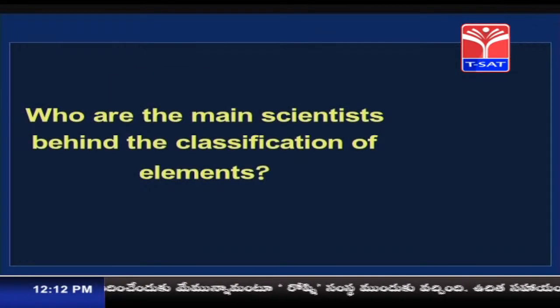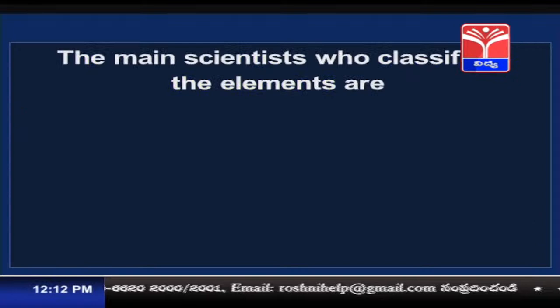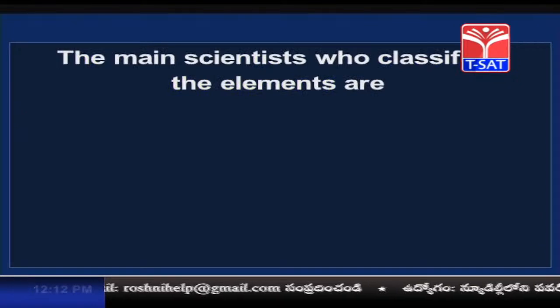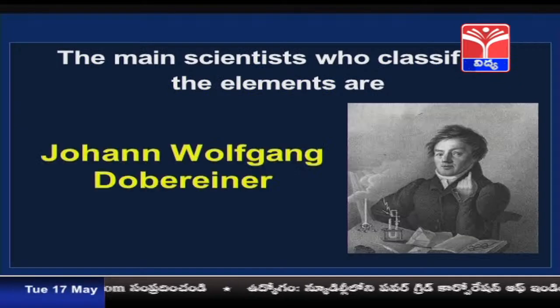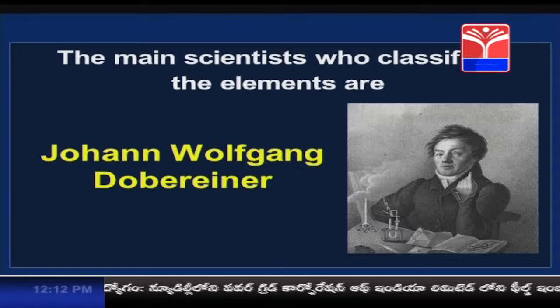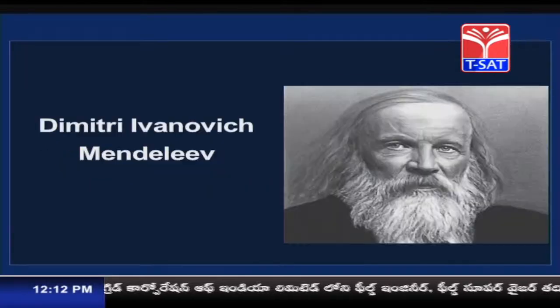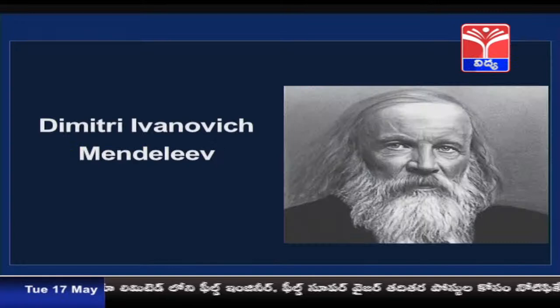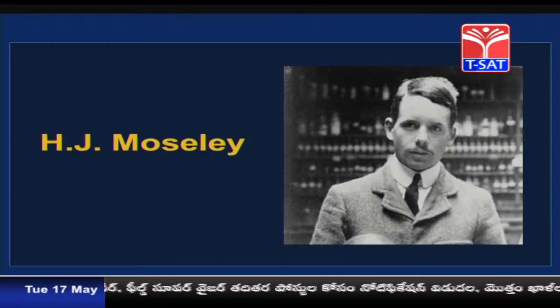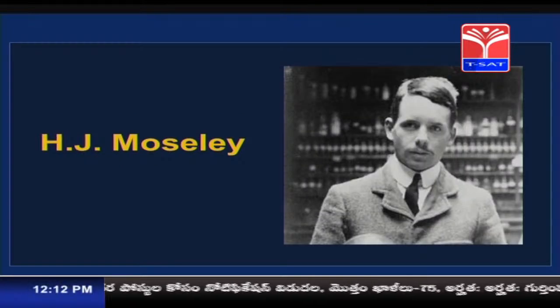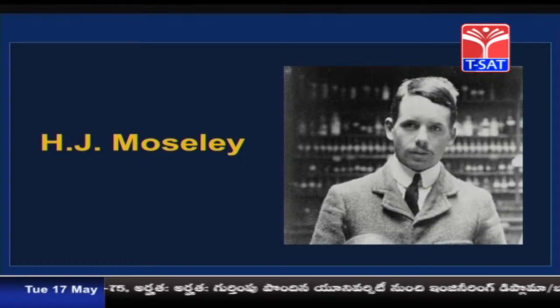Now, who are the main scientists behind the classification of elements? Now, let us recall their names. The main scientists who classified the elements are Johann Wolfgang Dobereiner, John Newlands, Dmitri Ivanovich Mendeleev, H.J. Moseley. These are the 4 scientists who are behind the evolution of the modern periodic table.